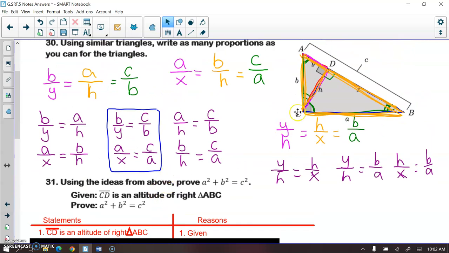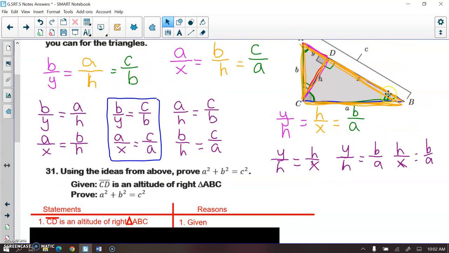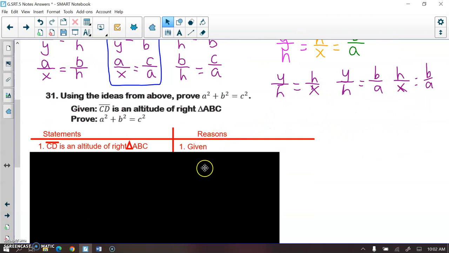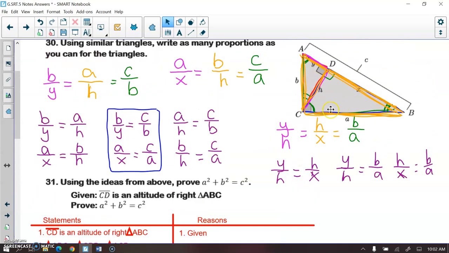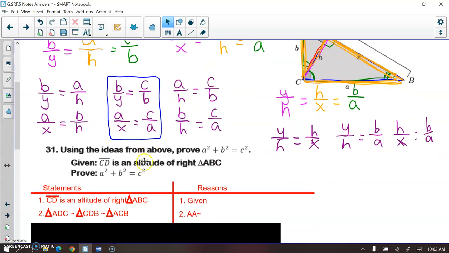Now I just showed you that triangle ADC was similar to triangle CBD, and it was similar to triangle ABC, or ACB, sorry. So we're going to write that as well. That's by AA similarity. If we know that these triangles are similar, we created similarity proportions up here. We're only going to use these 2 because that's going to help aid in the proof.